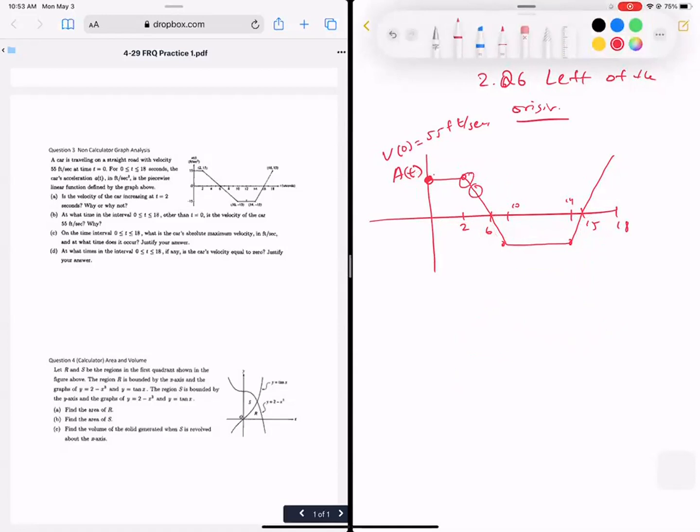Okay, is the velocity of the car increasing at t equals 2? Here's t equals 2. So is my velocity increasing? Well, remember, when I say increasing or decreasing, that's a calculus word. If something is increasing, the derivative is positive. So is v prime at 2 positive? Yes, it is positive, because the derivative of velocity is acceleration. Acceleration at t equals 2 is a positive number. So if it is increasing, that's positive. So yes, velocity is increasing.